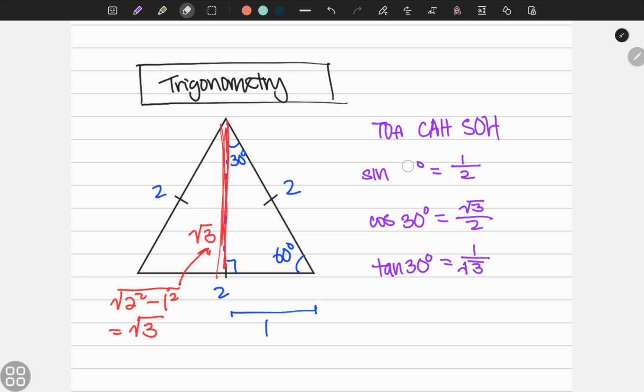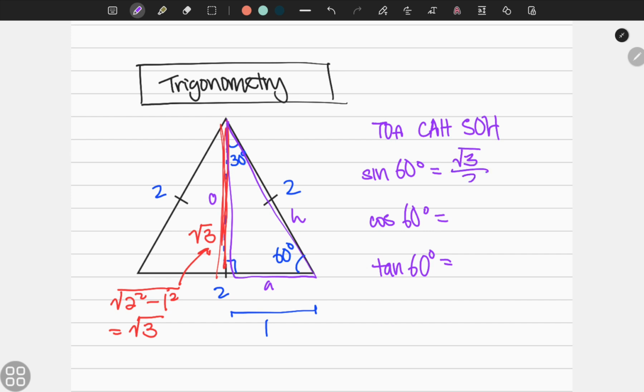Now, if we are no longer talking about 30 degrees, but instead we are referring to 60 degrees, then we can use the same triangle, but now our opposite is the red line, our adjacent is this, and this is still our hypotenuse. So sine 60, that is just opposite over hypotenuse, so square root 3 divided by 2. Cosine 60, that's adjacent over hypotenuse, so 1 over 2. And lastly, tangent is opposite over adjacent, so square root 3 over 2 divided by 1 over 2, which is square root 3 over 1, and can be simplified to just square root 3.